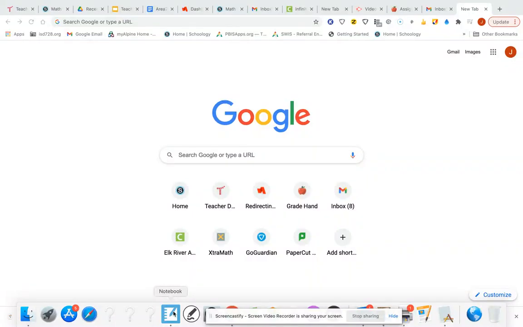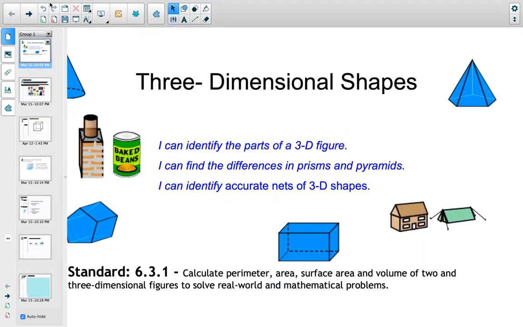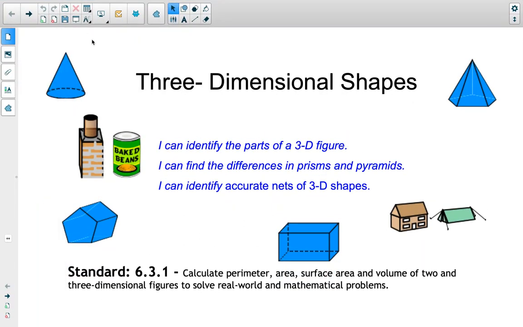Hi everyone, today we're going to be talking about 3D shapes and nets. So far we've been working with two-dimensional objects. Today we're moving into three-dimensional objects. We're going to be able to identify the parts of a 3D figure, find the difference between prisms and pyramids, identify the nets and shapes of 3D objects.